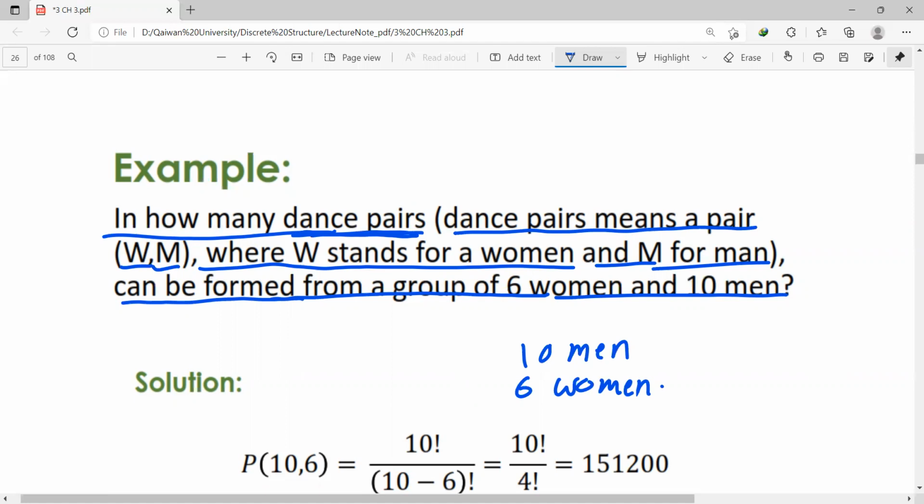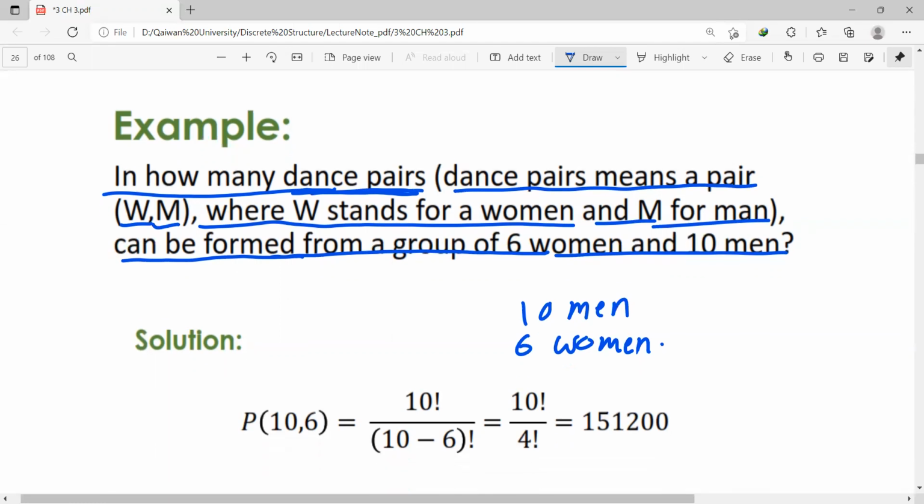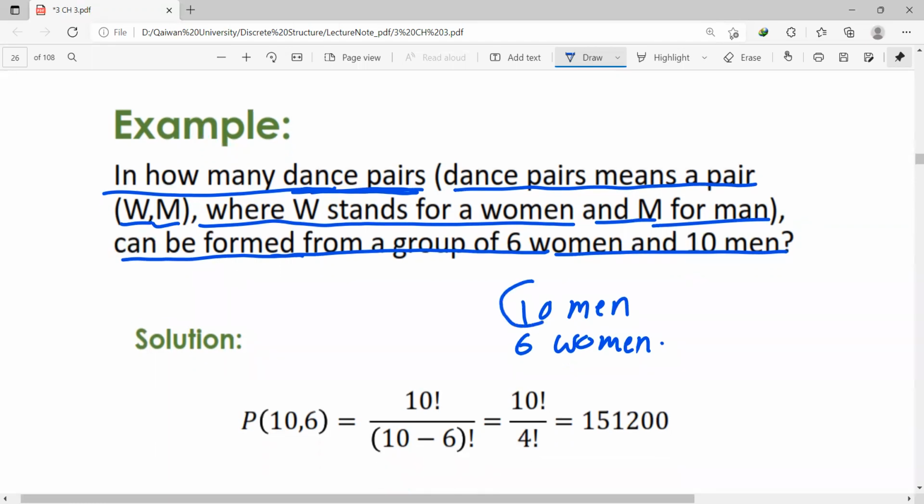And here we can choose just 6 pairs, because we have 6 women. That's why we choose just 6 pairs, each with one man and one woman. Here the number of men is 10. That means we choose 6 men among 10 men, because here we have 6 women.